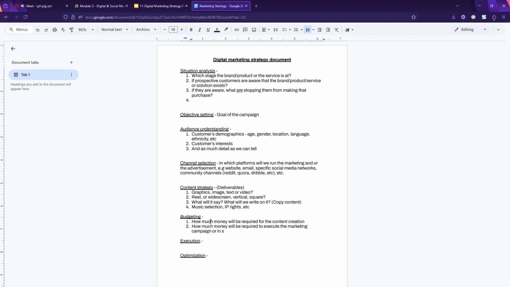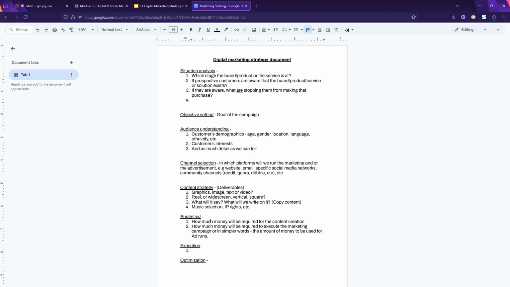Or in simpler words, it's the amount of money to be used for ad runs. So for advertisements, there has to be money. So budgeting is twofold. One is for the content creation, and one is for the ad run.